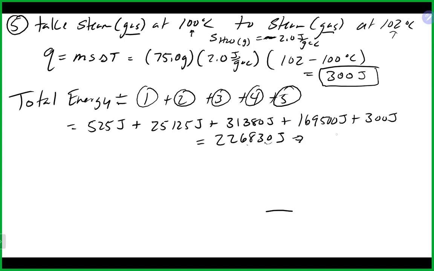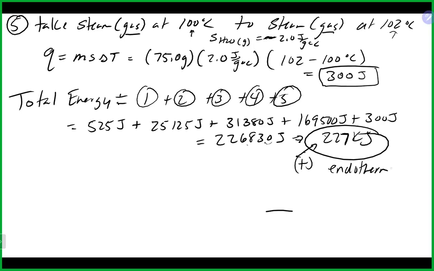At this point, if you want, you can bring it back to kilojoules. So that's roughly about 227 kilojoules of energy. Once again, this is a positive number, which is what we would expect because all of these processes are endothermic. They all require energy to be put in, and you should end up with positive numbers for all these steps. Any questions on that?